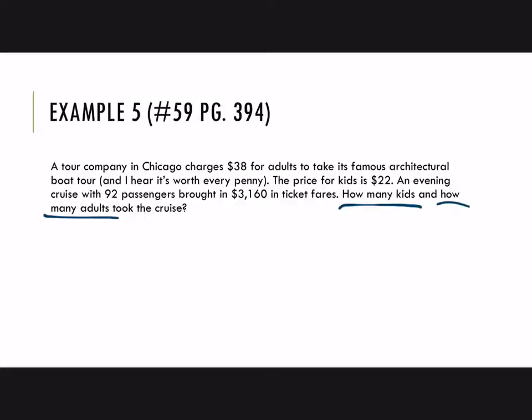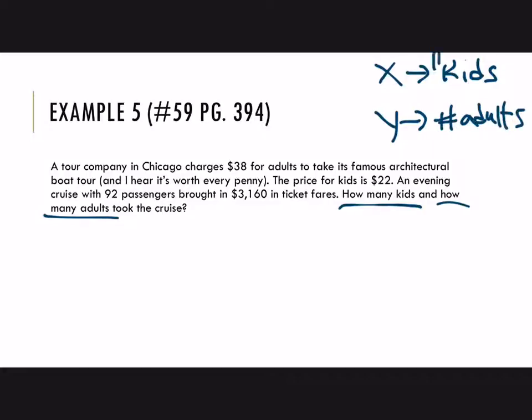So let me make a little key, and I'll use an X and Y, but you could really use any letter that you like, so maybe you like K for kids and A for adults. But I'm going to use X to represent the number of kids and Y to represent the number of adults. What I want to do is write two equations that each have an X and a Y in them, and then that will be enough information to figure this out.